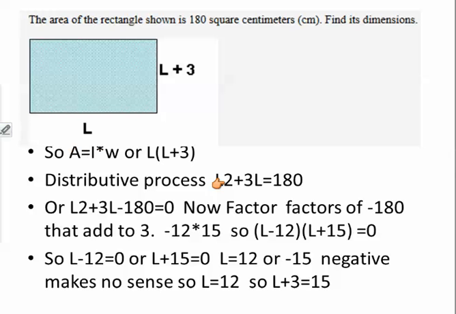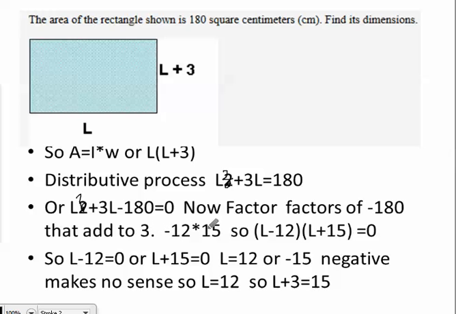Okay, L squared, not L2, it's L squared plus 3L, is equal to 180. So L squared plus 3L minus 180 equals 0. Now I can factor this. I'm looking for factors of negative 180 that add up to 3.